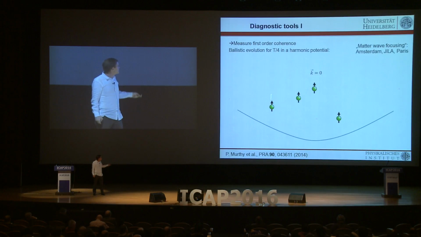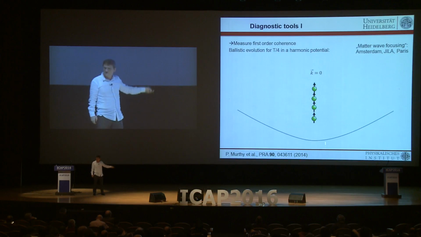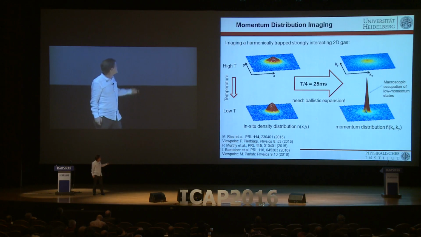And it's particularly simple if we have momentum 0. Then, of course, after a quarter period, all the particles will show up in the center of the trap. Okay? So this is really an exact matter wave imaging. We are not the first ones to have invented this. We've adapted this for our purposes. And I'll just show you very quickly what can be done with this.